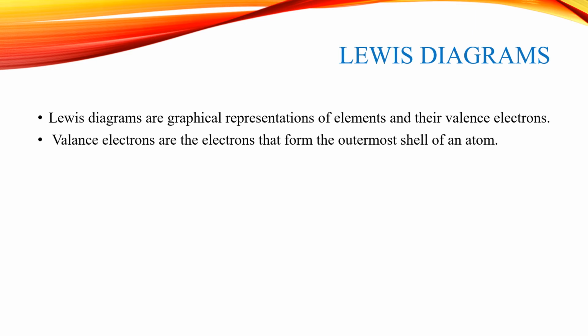Valence electrons are the electrons that form the outer shell of an atom. એટલે કે valence electron કોને કહેવાય? તો કે atom ની outer shell માં જે electron રહેલા હોય એને valence electron કહેવાય.